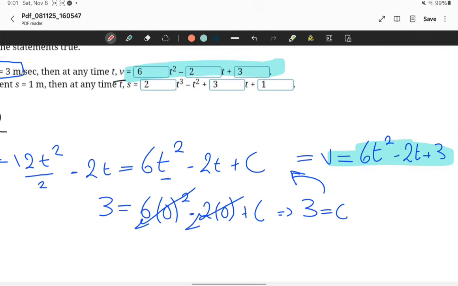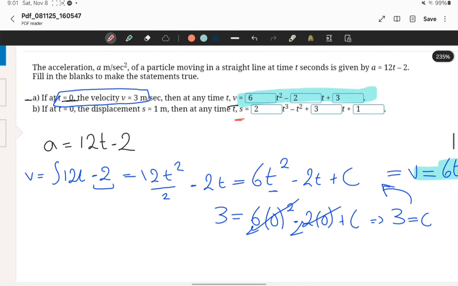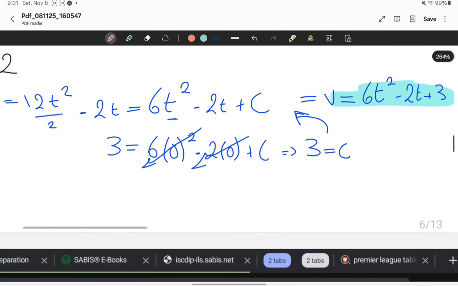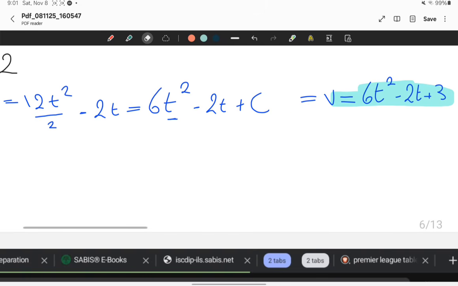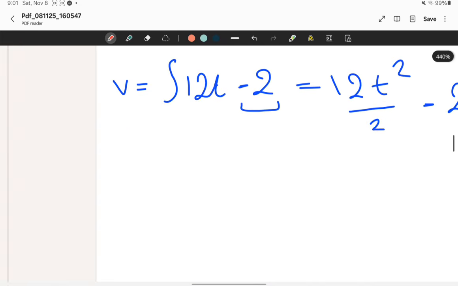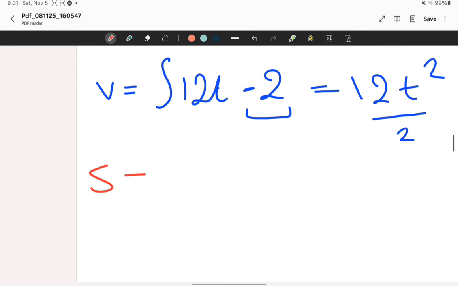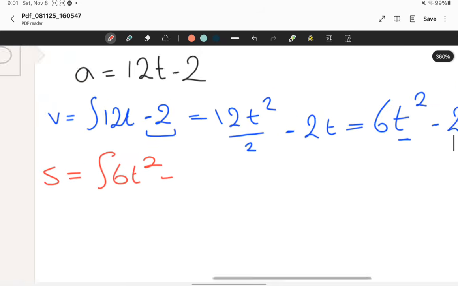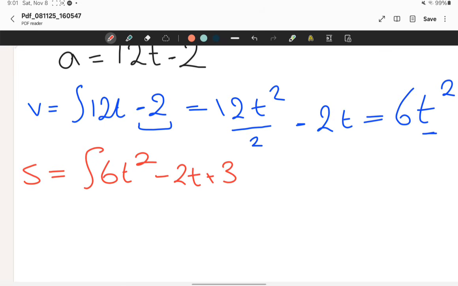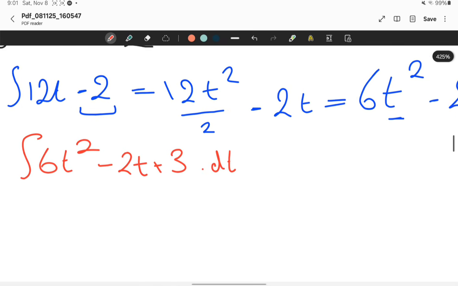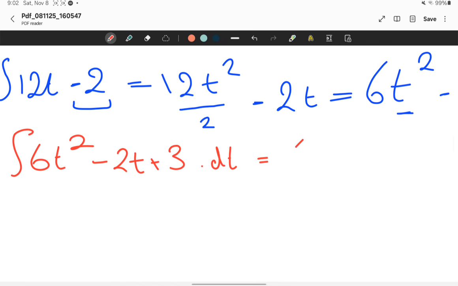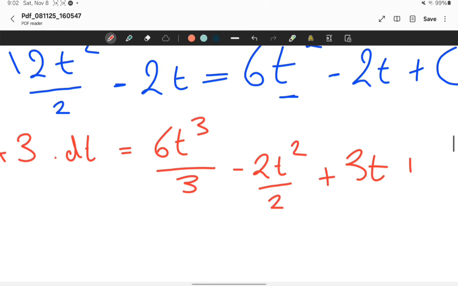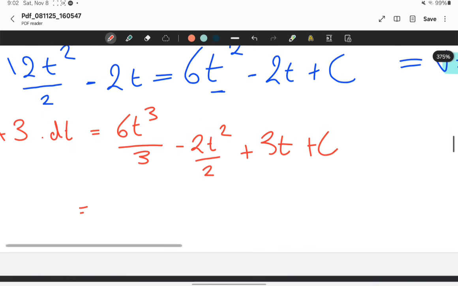Now for part B, I'll do it in red. They're asking for the displacement equation. We now have our velocity equation, so we need to integrate that to get our displacement. So we'll integrate 6t squared minus 2t plus 3 dt. Integrating this, we get 6 into t cubed over 3, minus 2t squared over 2, plus 3t plus c.